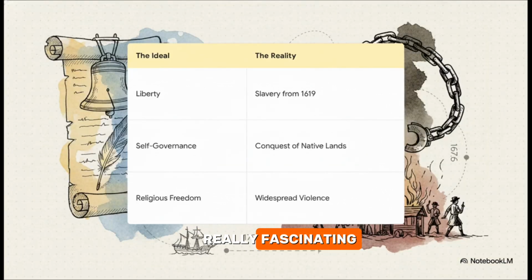Now, what's really fascinating here is the timeline. Look at that date, 1619. The first enslaved Africans arrived in Virginia more than 150 years before the Declaration of Independence was even a thought. So you see, these ideals of liberty and self-governance didn't just appear in a vacuum. They grew up right alongside the institutions of slavery and the violent takeover of Native American lands. This wasn't some problem that came later, it was baked in from the very start.